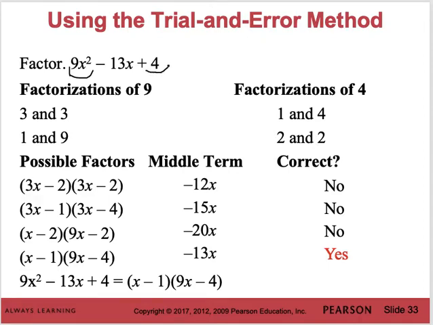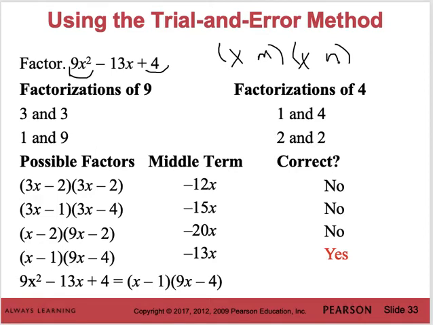Then, just like before, we were asking ourselves for C, what can multiply to equal 4? In this case, 1 times 4 and 2 times 2. So now I want to rearrange these into my binomials to figure out what can I multiply together to end up with 9x squared minus 13x plus 4. So my factors of 9 are going to go where my x's would be, and my factors of 4 are going to go where my m and n variables would be.